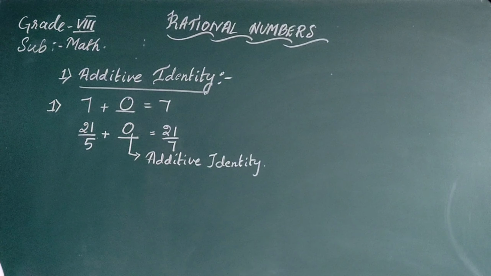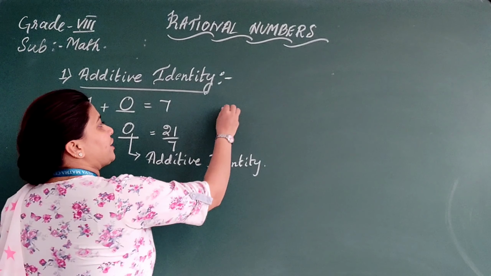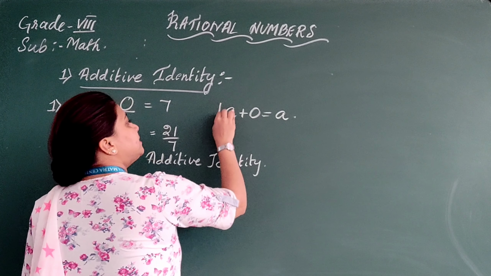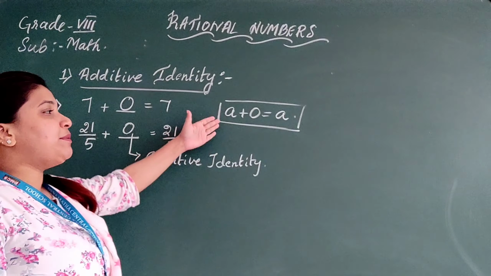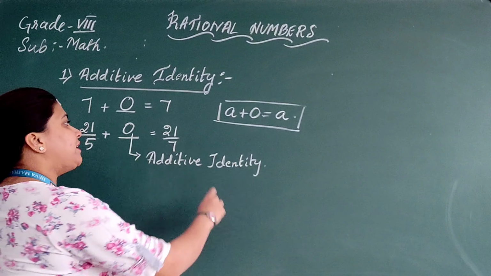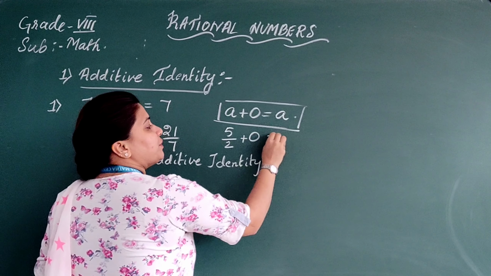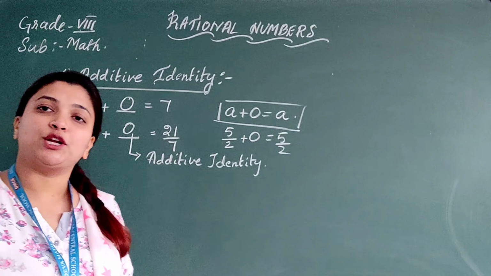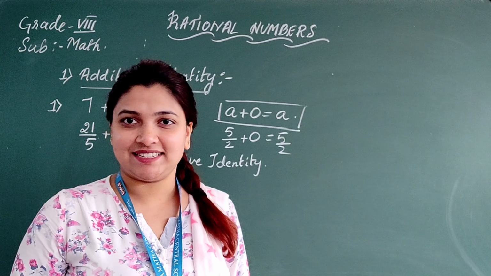Clear, children? So therefore, in general, a plus 0 is equal to a. So this is the formula for additive identity. Let a be any rational number. Let a be something like 5 by 2. 5 by 2 plus 0 is again what? 5 by 2. So therefore, the conclusion is 0 is called the additive identity.